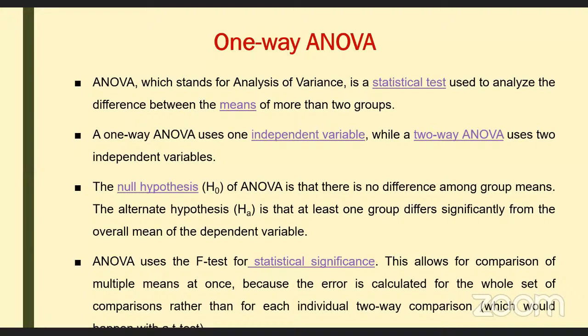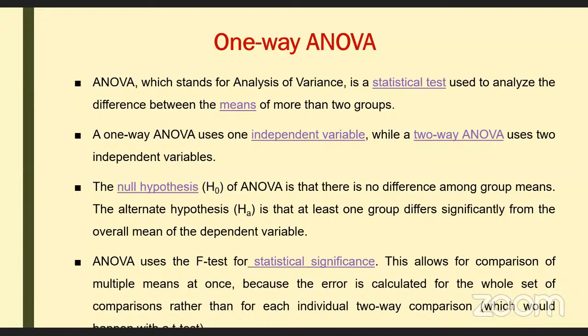When you are dealing with only one independent variable, you can go for one-way ANOVA. We generally apply one-way ANOVA. I haven't gone through two-way ANOVA yet. When you have two groups, you go for unpaired t-test, and when you have more than two groups, you go for one-way ANOVA. Keep this in your mind.